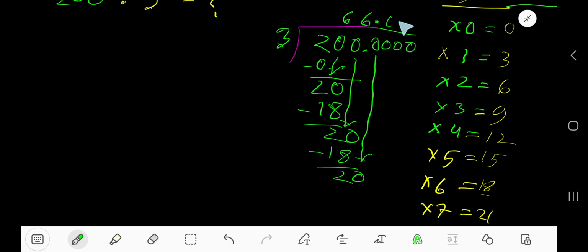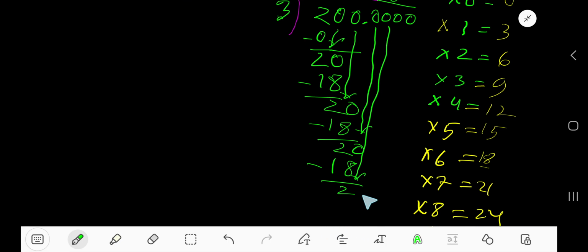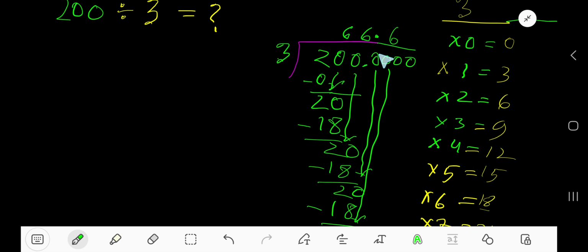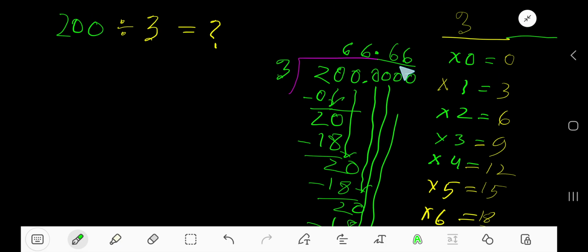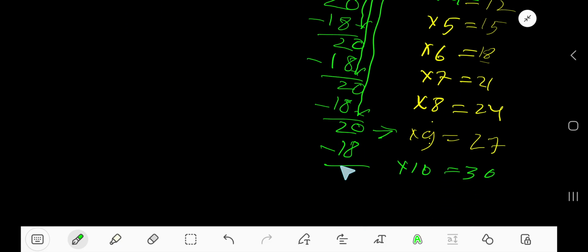6 times 3 is 18. Subtract: 2. Bring down the next 0. Again 3 goes into 20 6 times. 6 times 3 is 18. Subtract, bring down one more 0, 20. 3 goes into 20 again 6 times. 6 times 3 is 18. Subtract: 2.